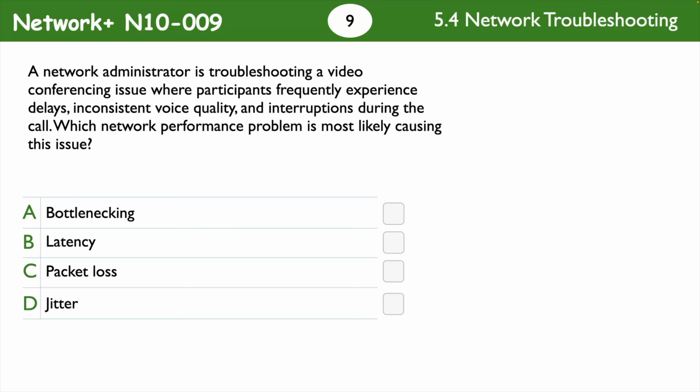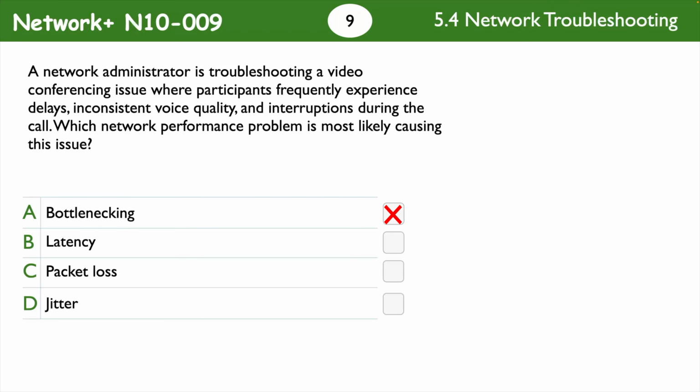Alrighty, so let's go ahead and pick out the key phrases here. They're going to be delays, inconsistent voice quality, and interruptions. These symptoms represent one of these four possible answers, but let's go ahead and go through the process of elimination. And we can start by eliminating A, bottlenecking. That's going to occur when a device or link cannot handle the volume of traffic, leading to things like slowdowns.